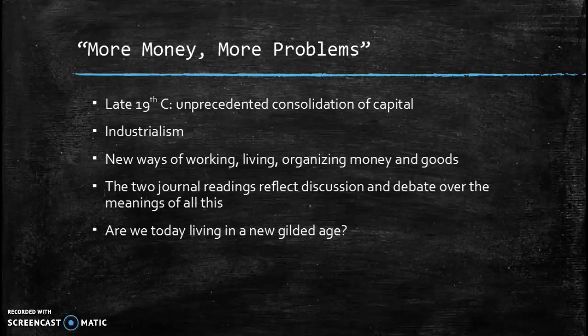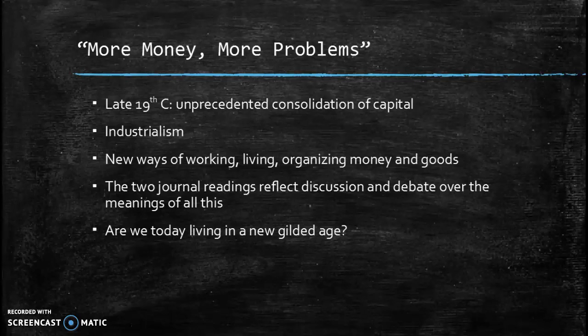So that brings me to one of the ways that I like to think about the Gilded Age: an era of quote unquote more money, but also more problems. So the late 19th century saw in the US and really all over the world an unprecedented consolidation of capital. This is an era of high industrialism, more and more people changing from working maybe in a farm or a shop, living in the country, to moving to the city, working in a factory, for example. We see all sorts of new ways of working, living, and organizing our money and goods.